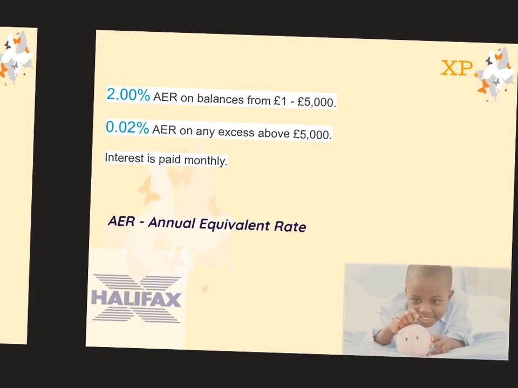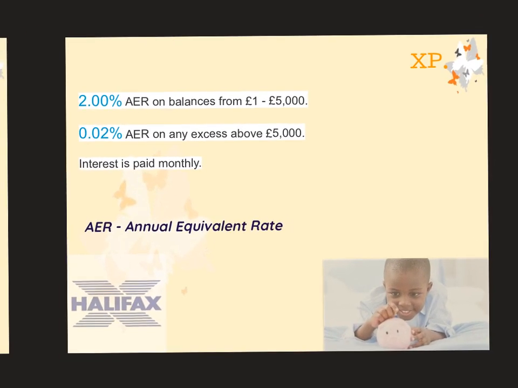So we're going to look at the Halifax Kids Savers account. My daughter Anna has an account with this, so everything that we're going to talk about has actually happened. So it's really applicable to the real life situation that we're in at the minute. The Kids Savers account gets 2% AER on balances from £1 to £5,000 and then 0.02% AER on any excess above that. AER is annual equivalent rate.